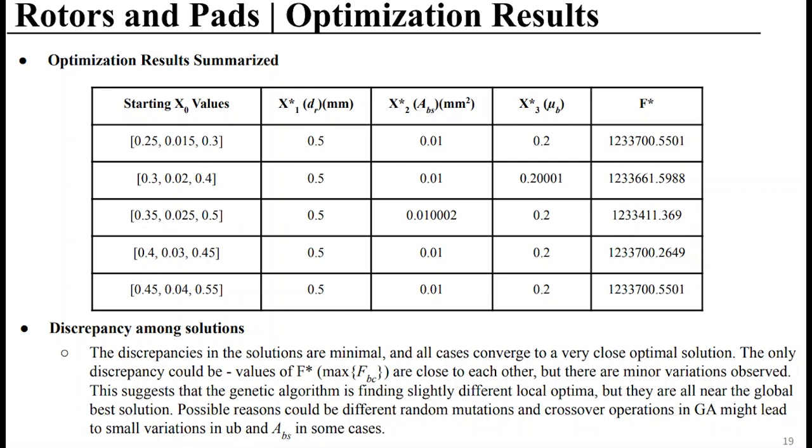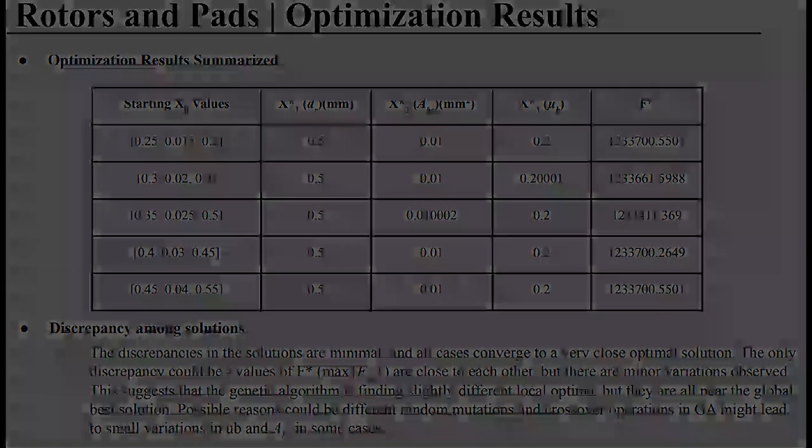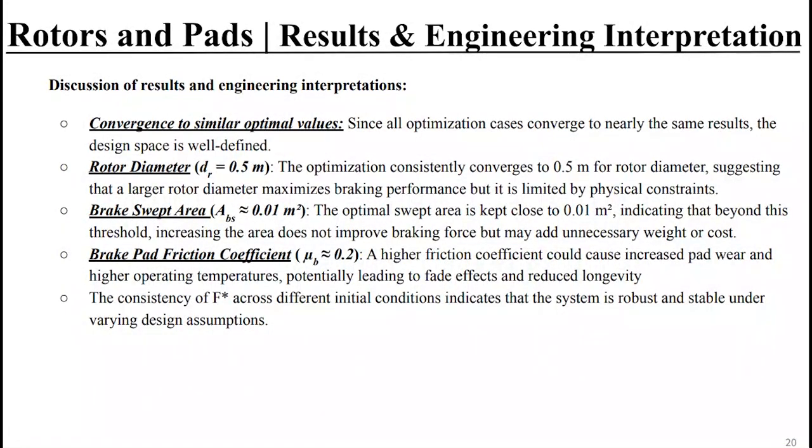This may indicate that the genetic algorithm is finding slightly different local optimal values, but they all seem to be near the global optimal value. This could be accounted for by the different paths that the GA takes in each iteration. We have found the optimal values of radius being 0.5 meters, brake swept area of 0.01 square meters, and friction coefficient of 0.2 on average, taking into account the slight discrepancies provided by the multiple paths that the GA takes.